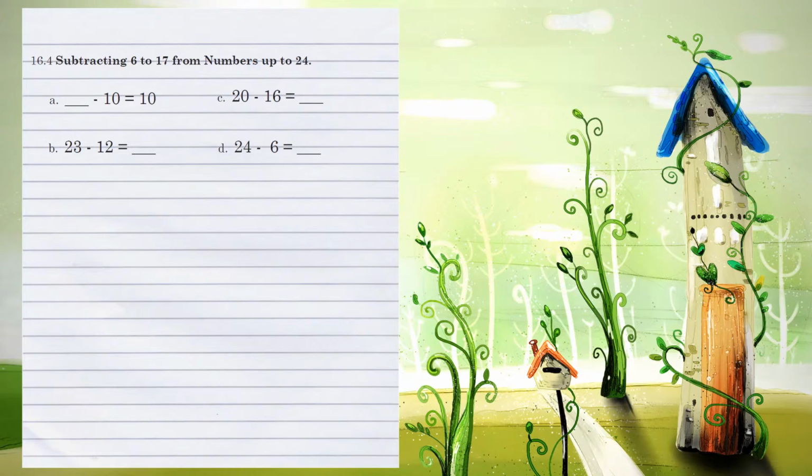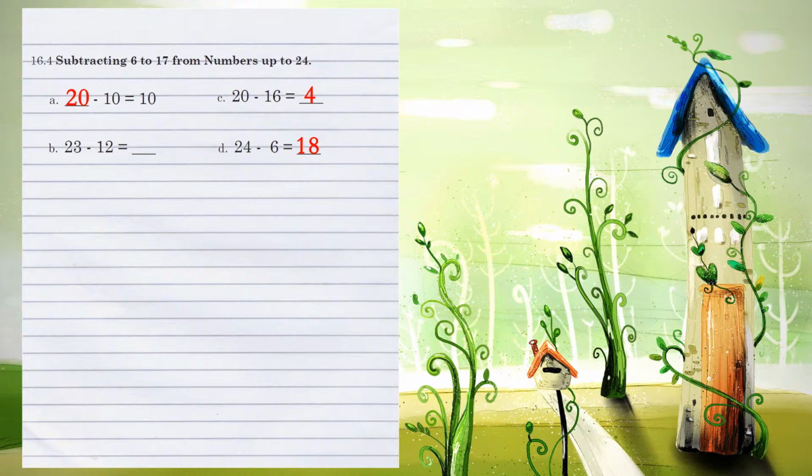Unit 16.4, subtracting 6 to 17 from numbers up to 24. Example A. What number minus 10 equals 10? Let's work backwards and add. 0 plus 0 is 0, and 1 plus 1 is 2. So we're starting with 20.